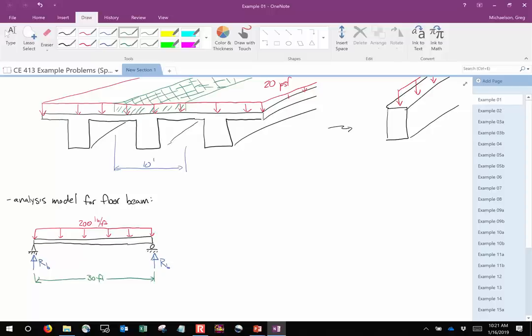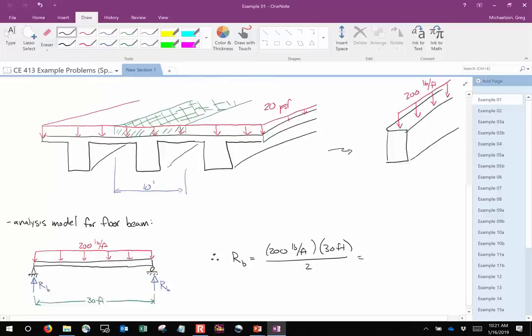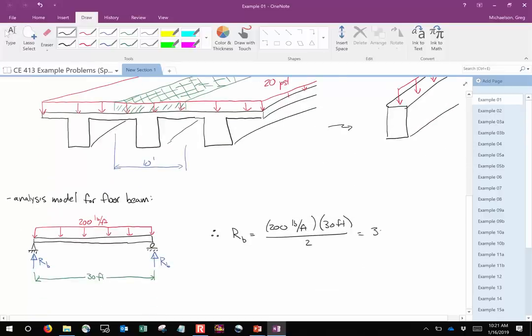So I propose then, and I'm calling it RB, just so everybody knows what I'm talking about, the reaction of the beam. So therefore, RB is 200 pounds per foot times 30 feet over 2, which is 3,000 pounds, or 3 kips. I mean, if you prefer kips, either one's fine.